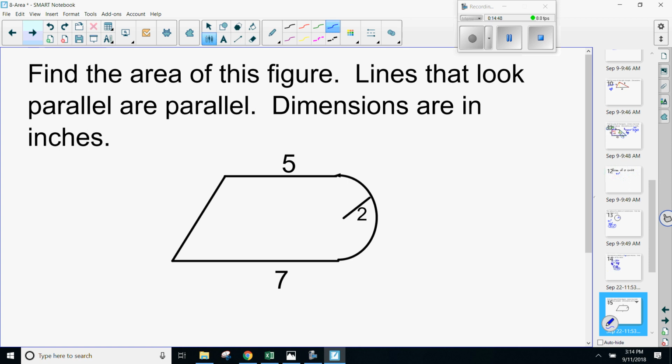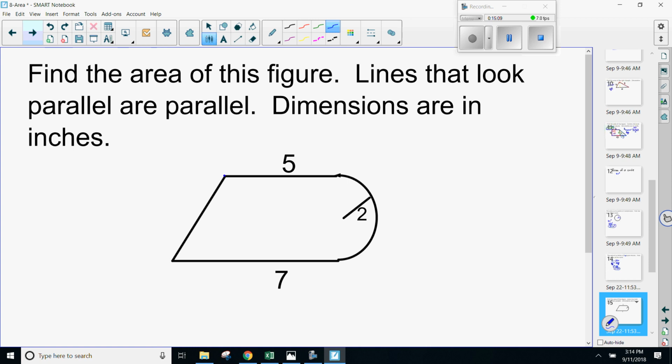All right, this right here. Find the area of the figure. So far, you've been doing perimeter, and this curved piece has been like 2 pi because it's only half the circumference. Be careful now, that's not going to always happen. Find the area of the figure. Lines that look parallel are parallel. Dimensions are in inches. Try using the formula for area of the trapezoid.